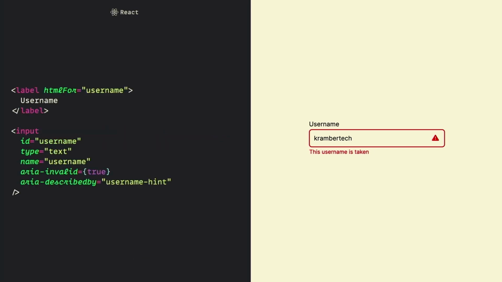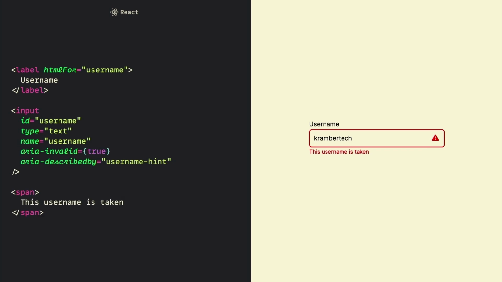Now, as we mark the input as invalid, we also need to communicate an error message as well. We can do it the same way that we did with the hints before, by using accessible description. aria-describedby can actually accept multiple IDs, and then it will concatenate those messages together when announcing to the user.